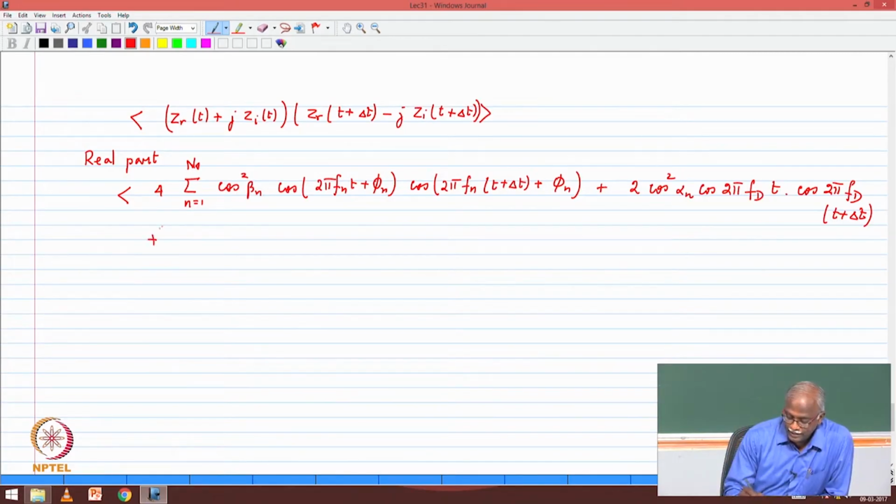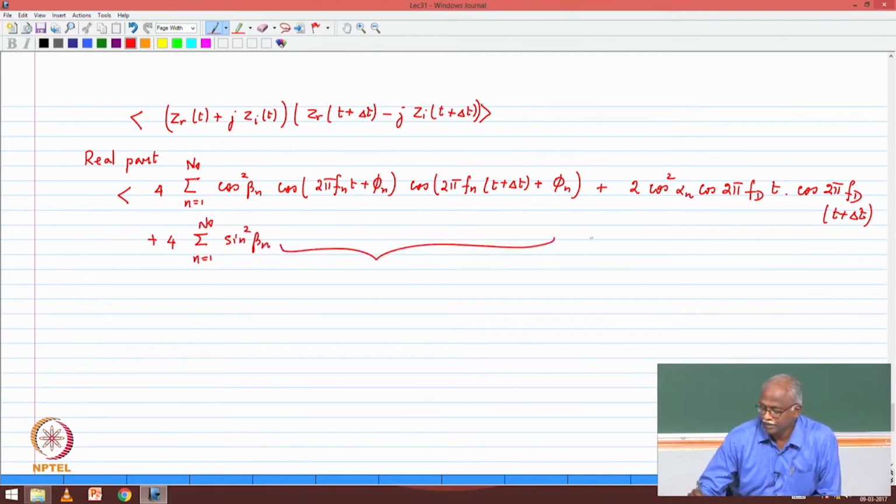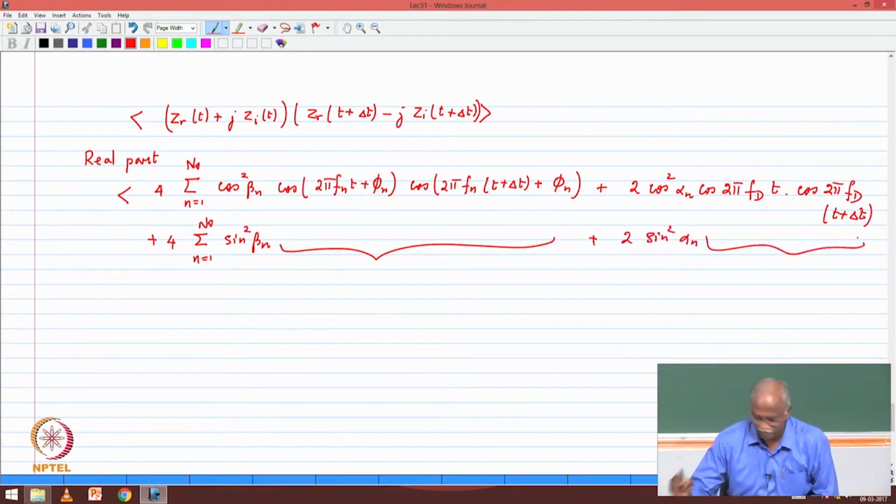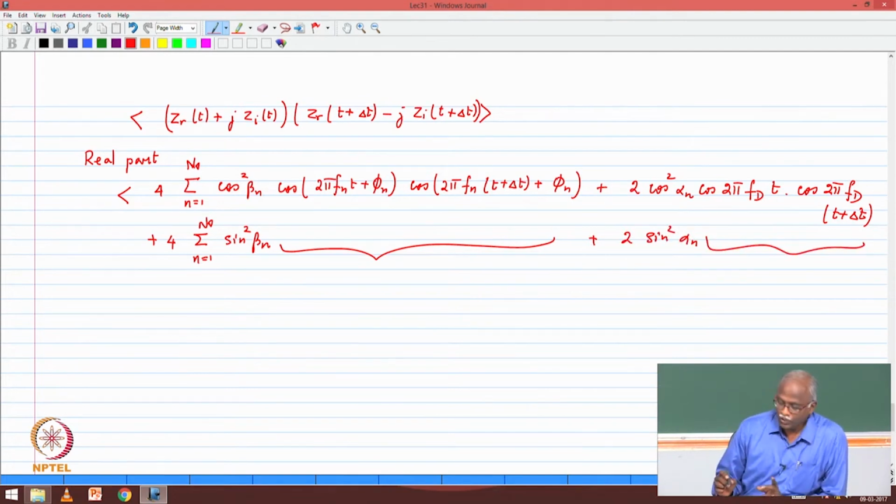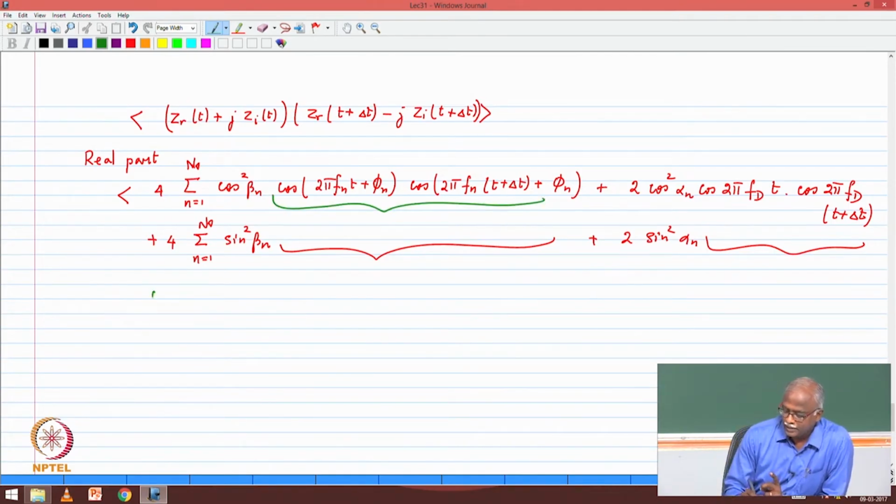You will also find that there will be 4 times summation n equal to 1 through n naught of sine squared beta n, basically this term, plus 2 times sine squared alpha n, this term. Okay. So these cosine squared plus sine squared terms will add up. What you will be left with is terms of this form. Okay, I'll just give you a hint for that.